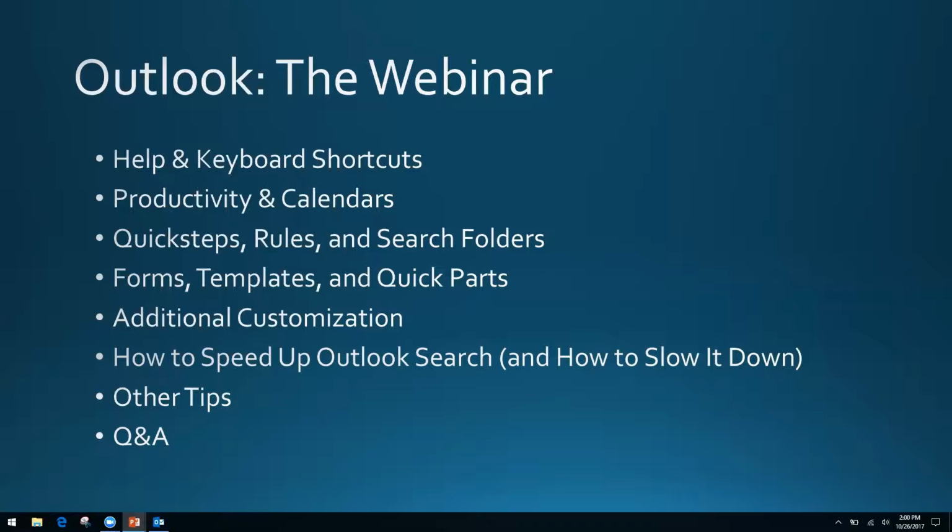We're going to go over productivity and calendars, quick steps, rules, and search folders, forms, templates, and quick parts. We're going to look at some additional customization options, how to speed up Outlook search and how to slow it down. We're going to touch on some other tips that don't quite fall into the categories above. And then after everything is said and done, we will take your questions.